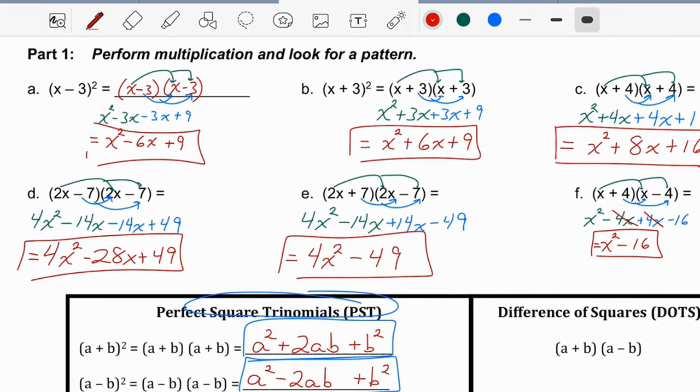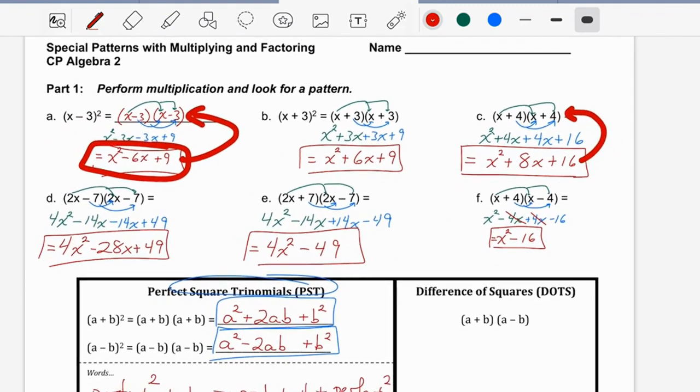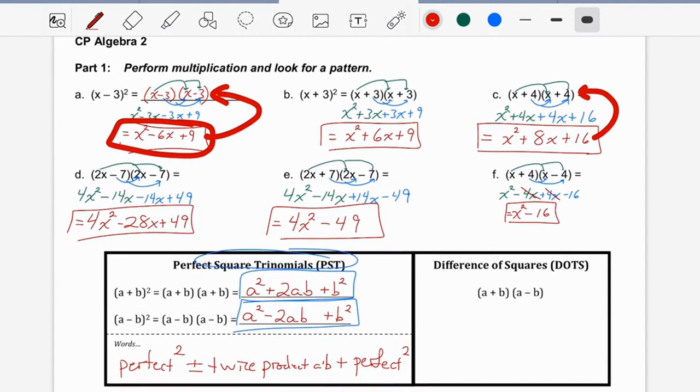So what are we going to do with that? Well, we're going to find out that if you factor these, which would be like taking our answer and going back to where we started, they're always going to factor into two binomials that look the same, whether they look like x minus 3 or x plus 4. They're always going to be the same.